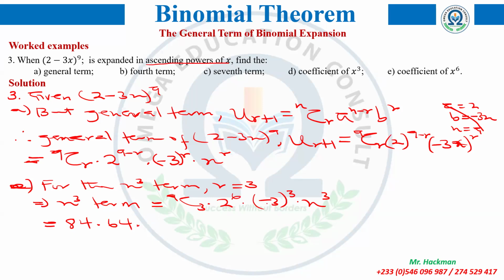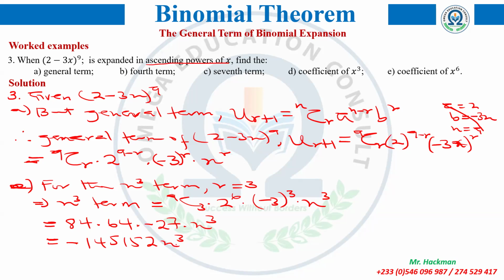Then times minus 3 cubed, that will give us minus 27. Then times x cubed. At this point, I could have even drawn my conclusion, but because it's the first example, let's go. So multiply 84 by 64 by minus 27, so you get minus 145,152 x cubed.